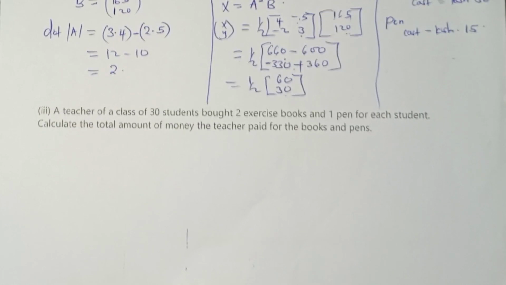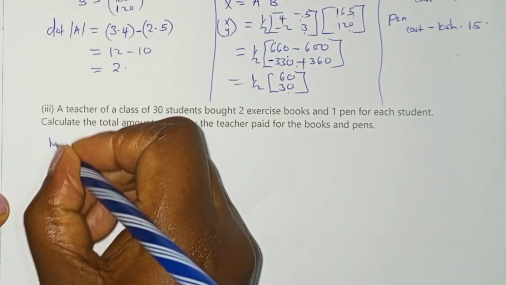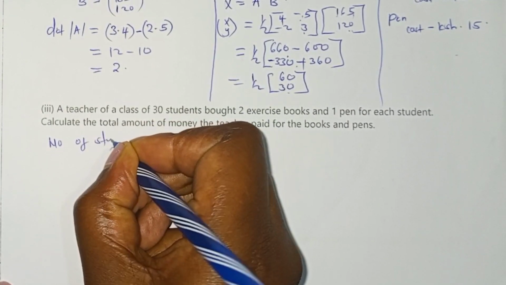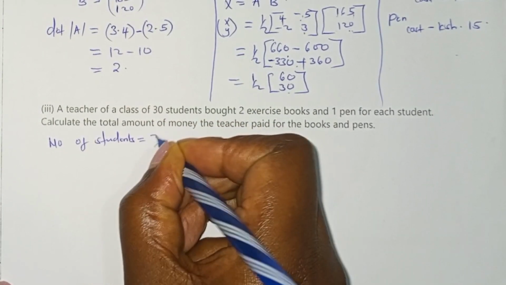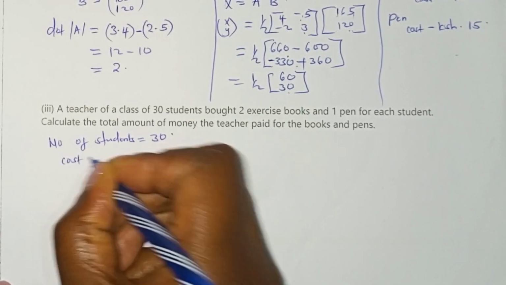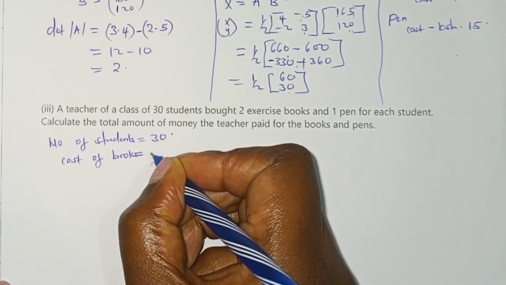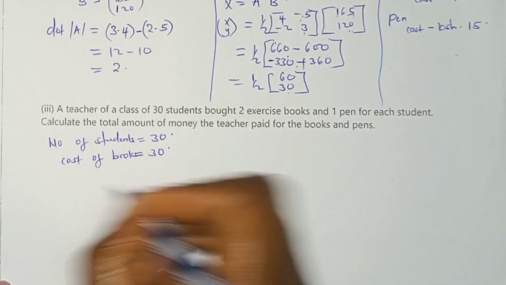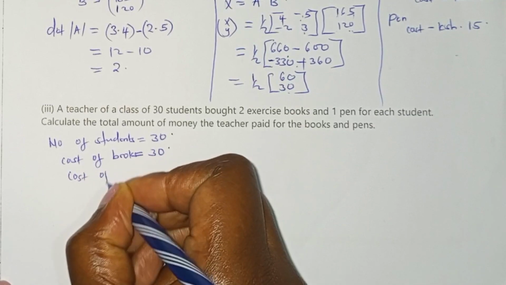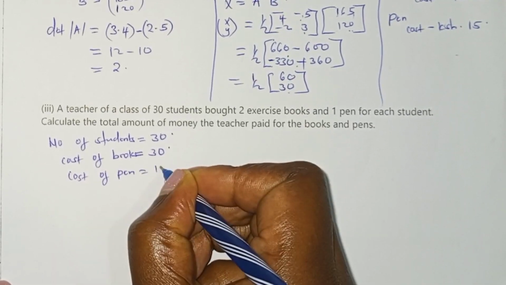So we go to the next question, Roman number 3. A teacher of a class of 30 students bought 2 exercise books and 1 pen for each student. Calculate the total amount of money the teacher paid for the books and pens. So number of students, 30. Cost of books, 30 shillings. Then the cost of a pen is equal to 15 shillings.